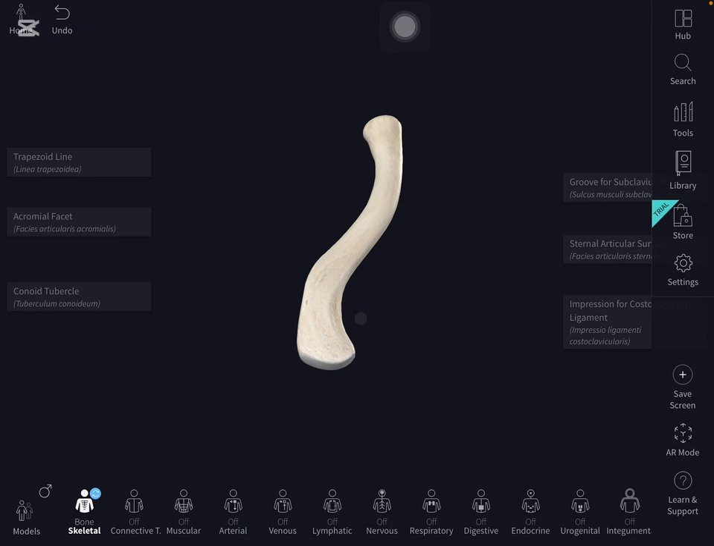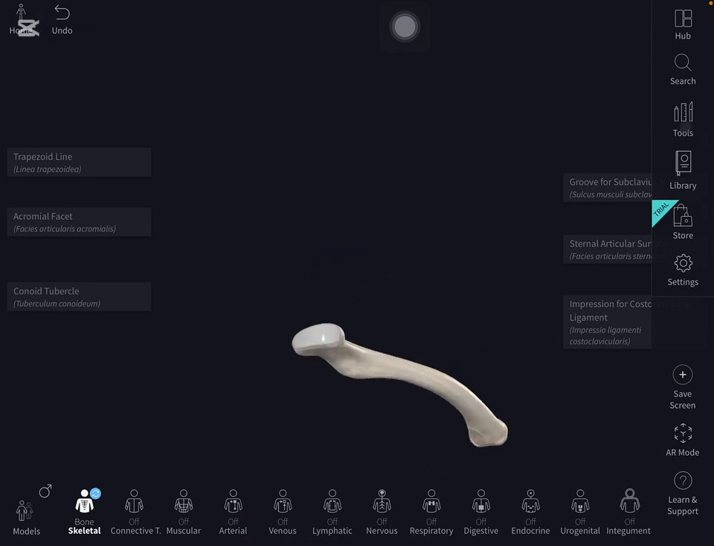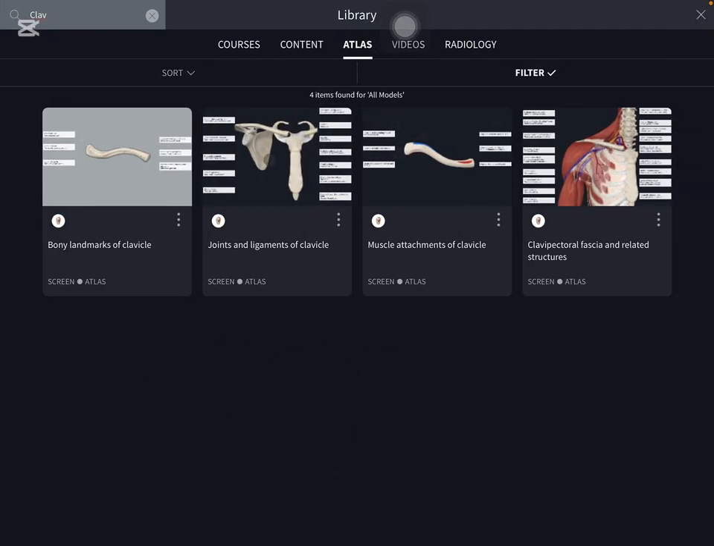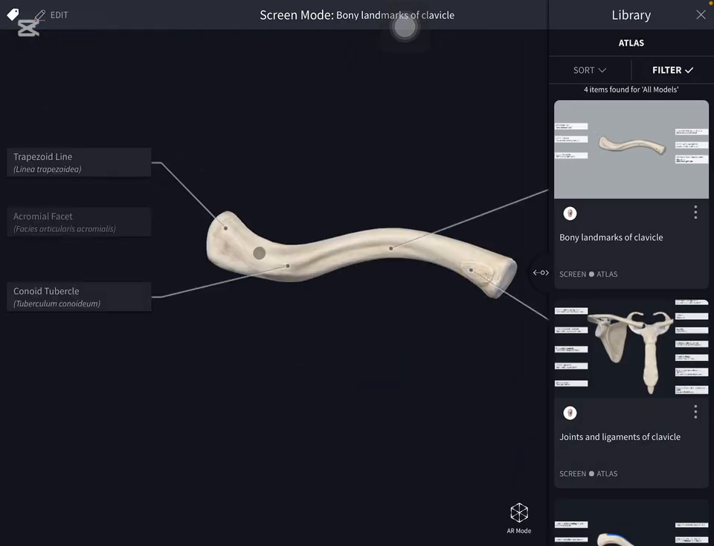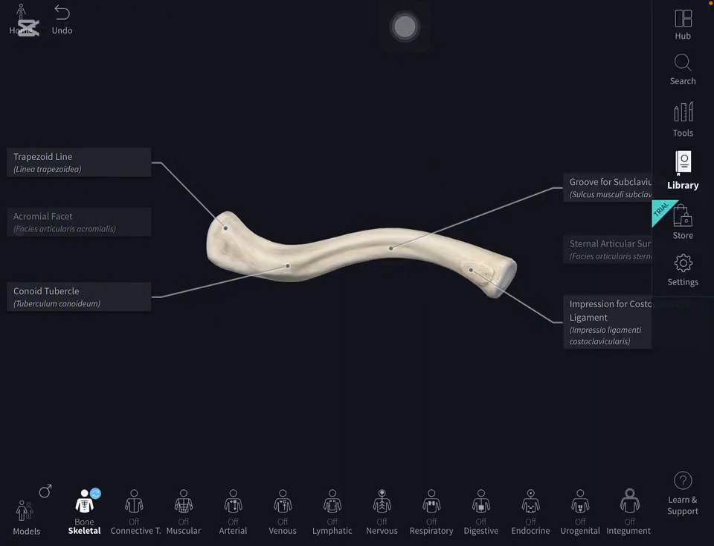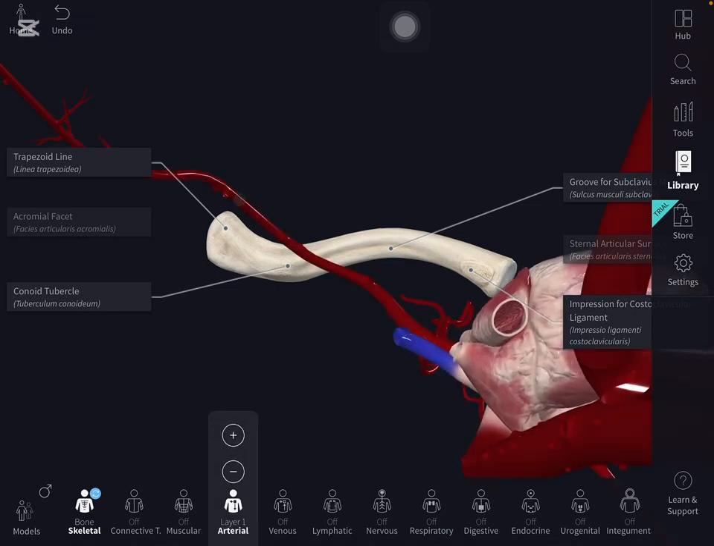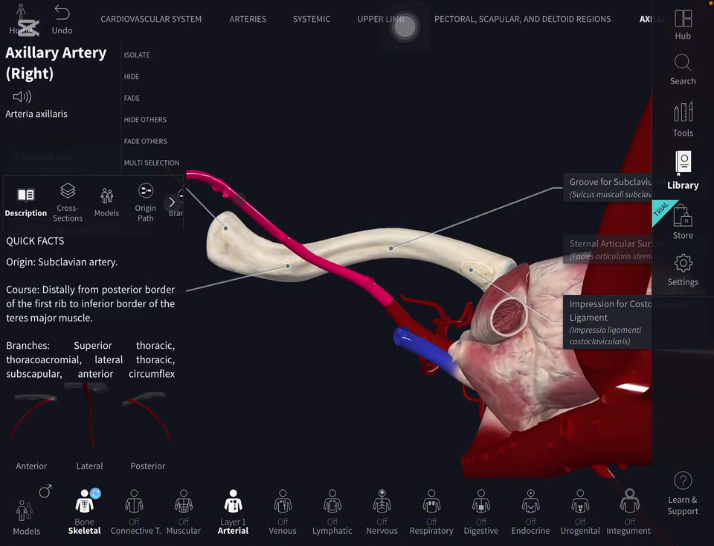And here's the most important thing: fractures involving the lateral third of the clavicle can injure the branch of the axillary artery, which is the thoracoacromial artery, passing behind it.